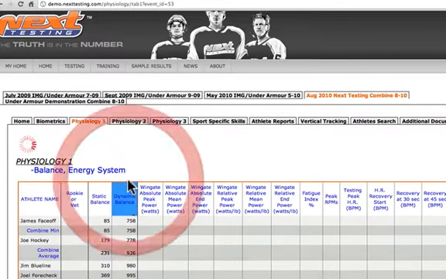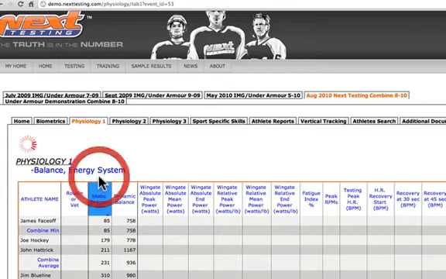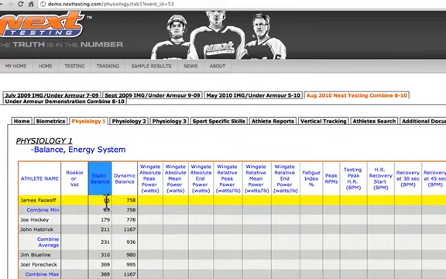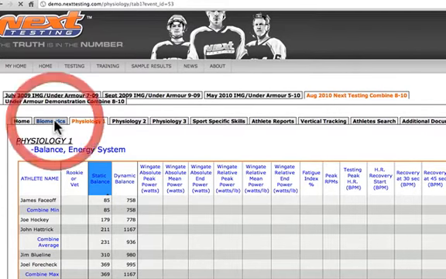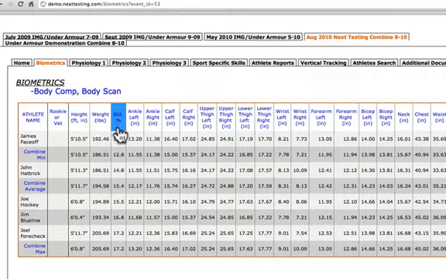You can do the same thing with any one of these tabs. You can say, show me the dynamic balance. Usually the lowest numbers are the best, so James did the best here. Same thing, you can sort by static. Same thing, James got the best result for the static balance. With biometrics, you can say, I'd like to see who had the lowest bioelectric impedance analysis percentage, also known as body fat. Lower body fat is better.